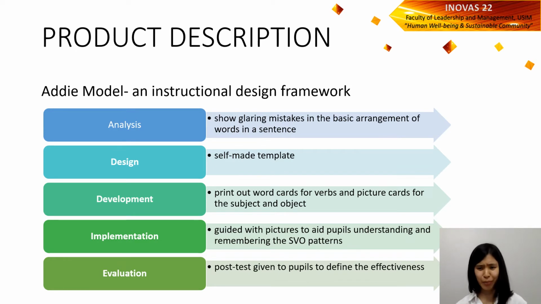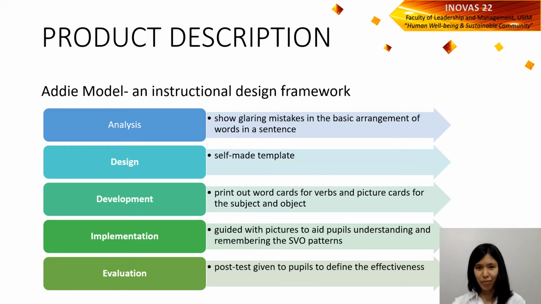As the game progresses, the pupils need to pick one card and decide whether they want to keep it or not, for them to make at least 3 sentences to win the game. During the play, they are guided with pictures to understand the meaning of unfamiliar words. By involving them in playing the game with a hands-on activity, it helps them to remember the SVO patterns better.